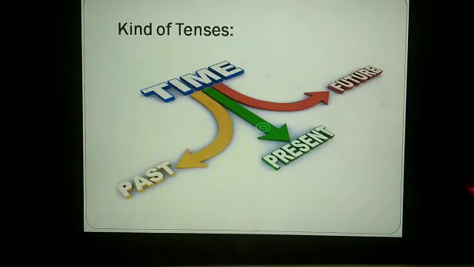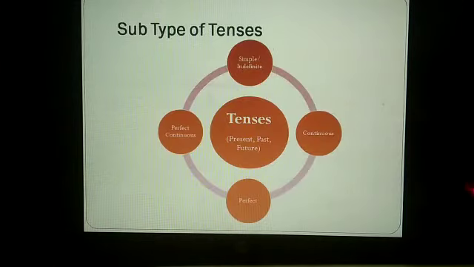Now, how many kinds of tenses? We have three kinds of tenses. First, I am giving you an example. The time which is going on is present time, that is present tense. The time that has gone is past tense. And the time that will come is future tense. How many tenses do we have? Present tense, past tense and future tense.